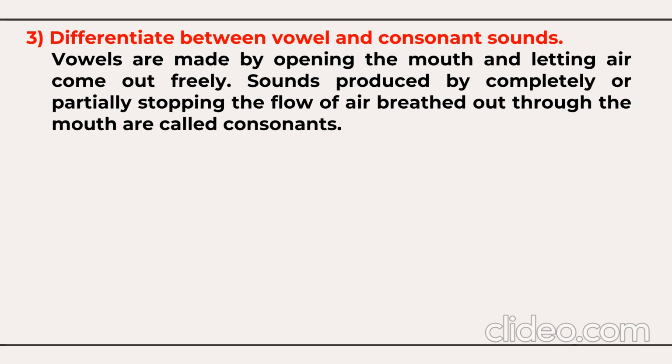For example, p. When you say p, you are going to close the mouth for a while, so you are partially stopping the air. That is called consonants. In the case of vowels, your mouth remains open and the air comes out very freely. For example, if you say e, if you say oo, your mouth is open. But on the other hand, if you say p, if you say t, your mouth is partially closed. So that's the difference between vowel sounds and consonant sounds.